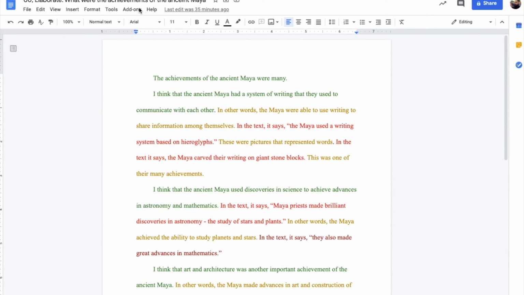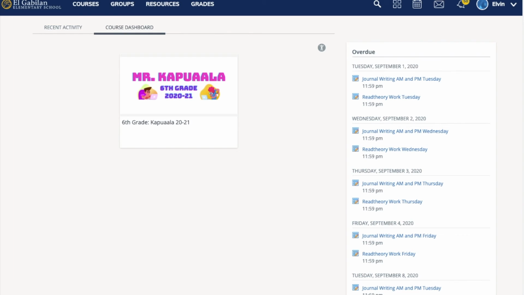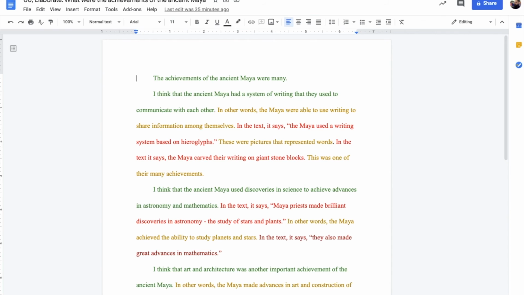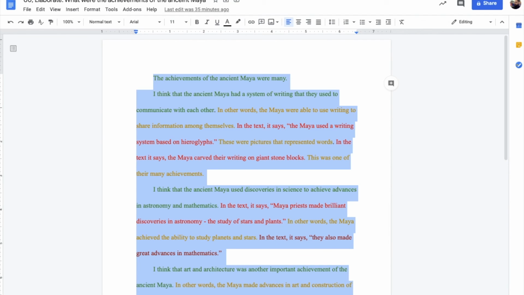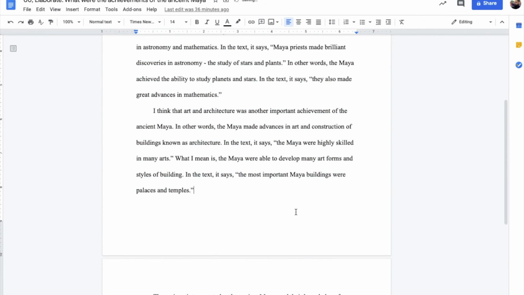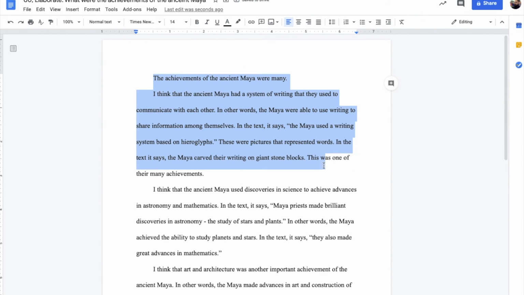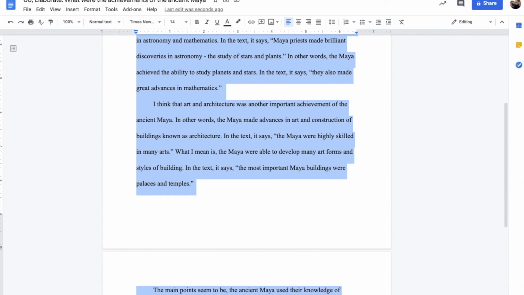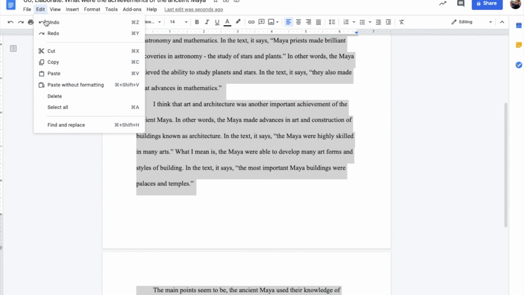In order to turn in this document into your Schoology, you have to copy and paste it into the Create assignment. I'm going to show you how to do that now. So first off, this is color coded, and we want to change that because it needs to be Times New Roman 14, and then the instructions also said that you make sure that the color is black. So now that our color is black, we can go ahead and copy everything here. Click copy.